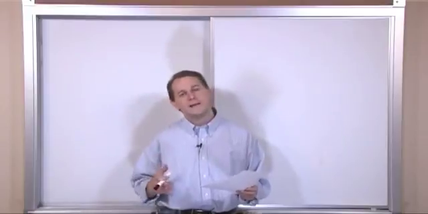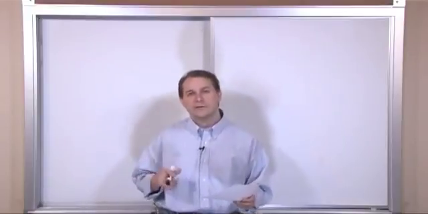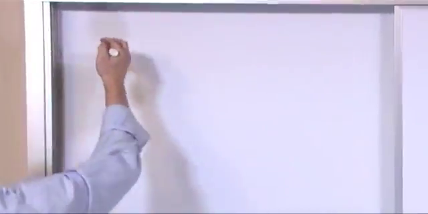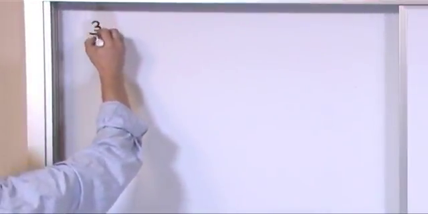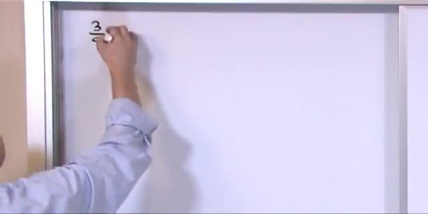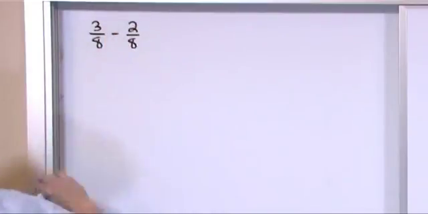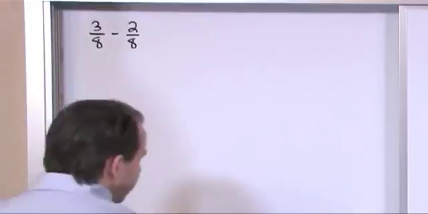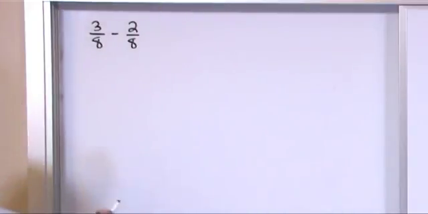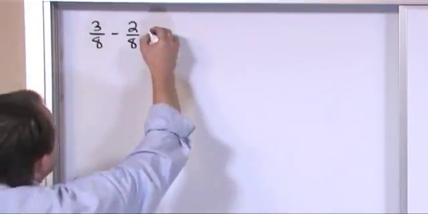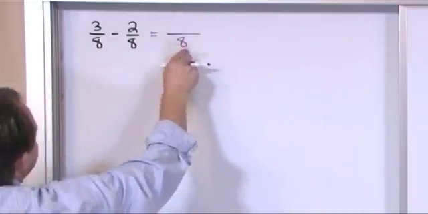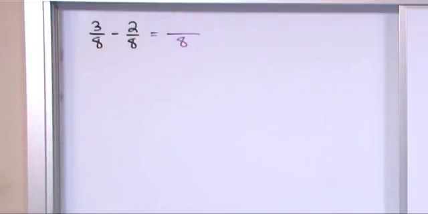So to show you that, rather than just tell you that, let's go ahead and work a few problems. What if we have something like 3/8 minus 2/8? Well, the first thing you do is check to see if your denominator is the same. And in this case, it is the same because our denominator is 8. So basically what you do is you keep the denominator the same, just like we did for addition, so that part of it is exactly the same.